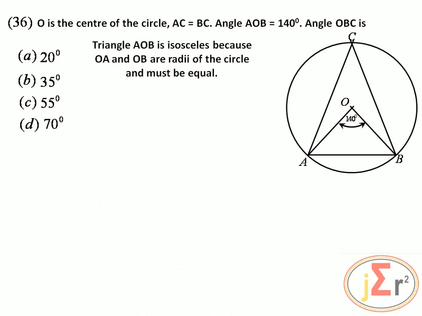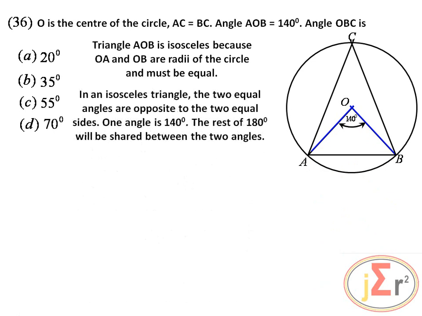Triangle AOB is isosceles because OA and OB are radii of the circle and must be equal. No problem seeing that we have an isosceles triangle right there with those two sides being equal. In an isosceles triangle, the two equal angles are opposite to the two equal sides. So this is an equal side, so opposite to that we have one of the equal angles, and this is another side. Opposite to it we have one of the equal angles.